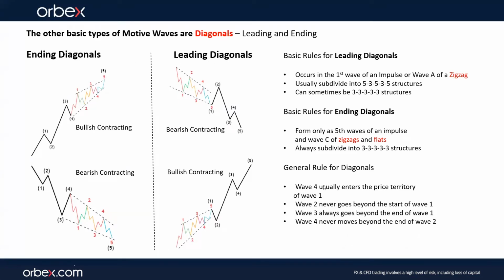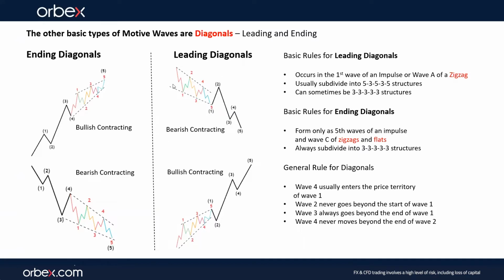Conversely, ending diagonals only form in the final waves, the final 5th wave of an impulse and the final wave C of zigzags and flats. Again, we'll look at these shortly, but the clue is in the name. Ending, meaning it's ending the pattern. Leading means it's beginning. So we're only going to find this in the first waves of a pattern. They usually subdivide into 5-3-5-3-5 structures.